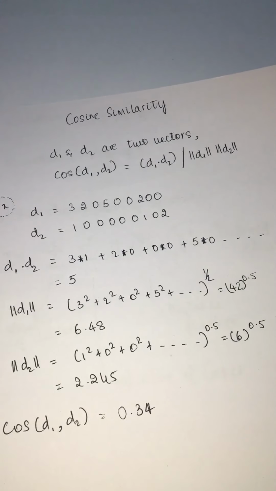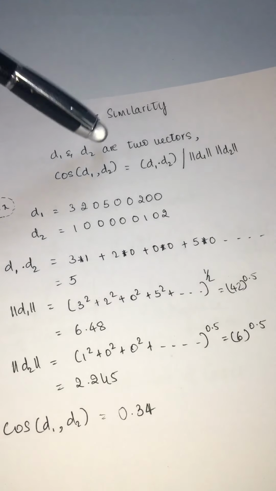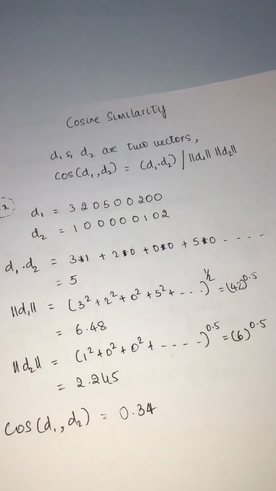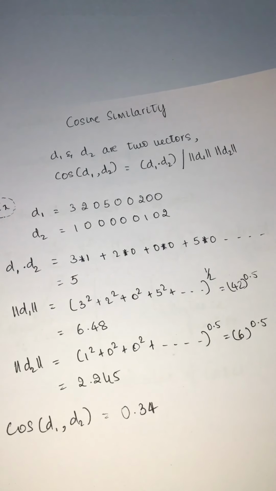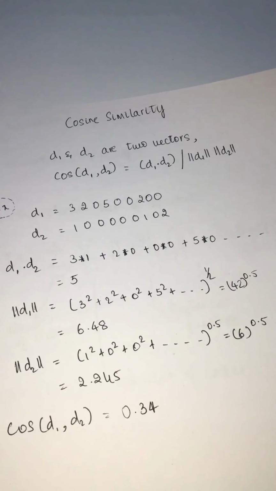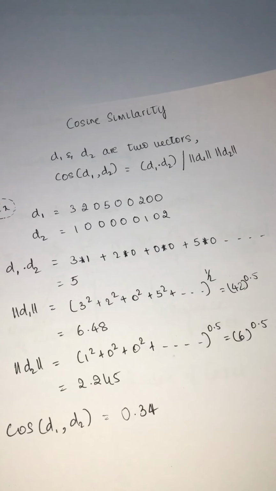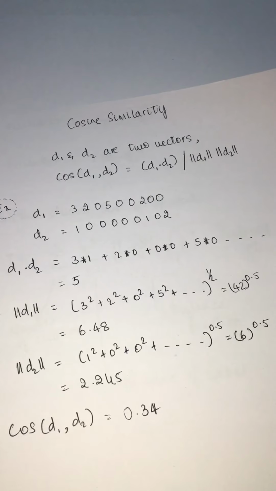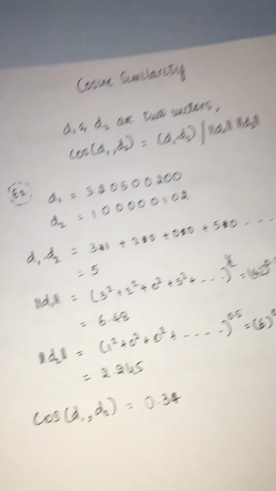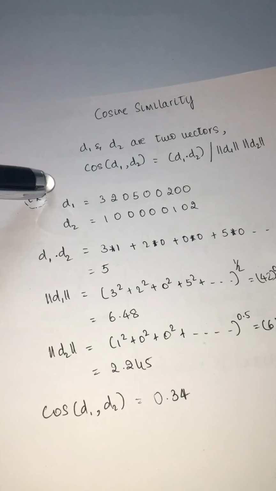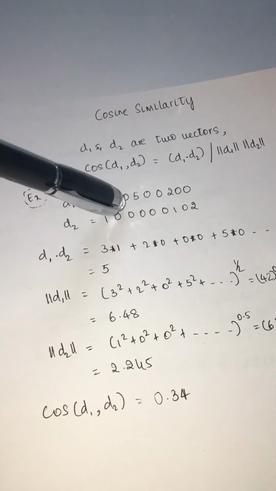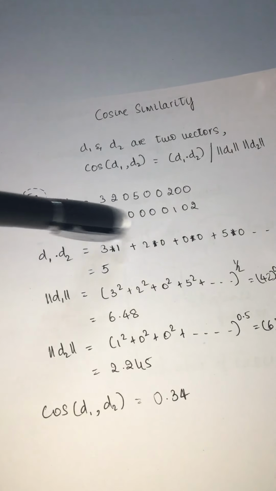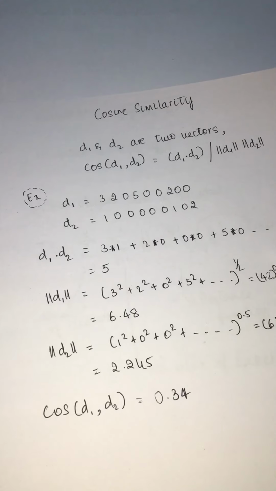Say D1 and D2 are two vectors, right? For cosine similarity of two vectors, the mathematical formula is the dot product of D1 and D2 divided by their absolute values. Let's take a look at an example through which you'll get to know that. Say this is an example, right? D1 is a vector with this, and D2 is a vector with this.